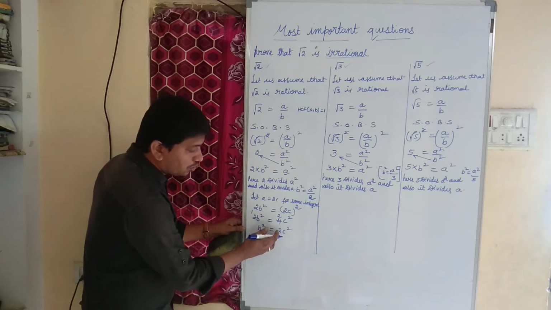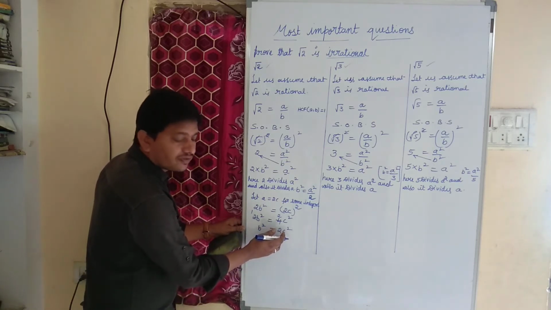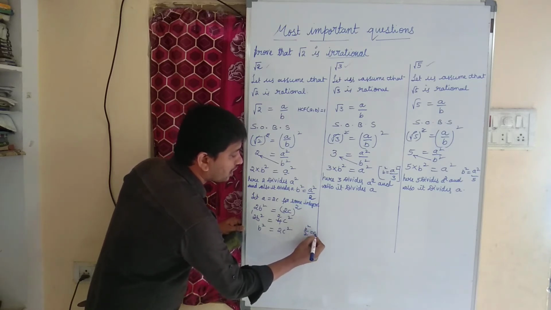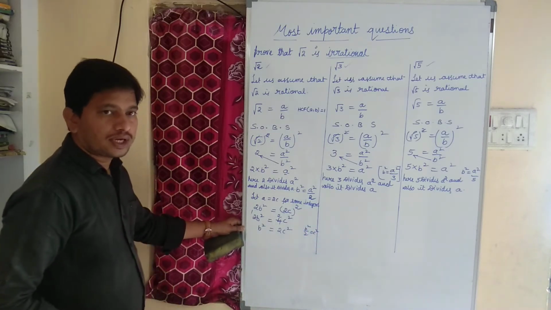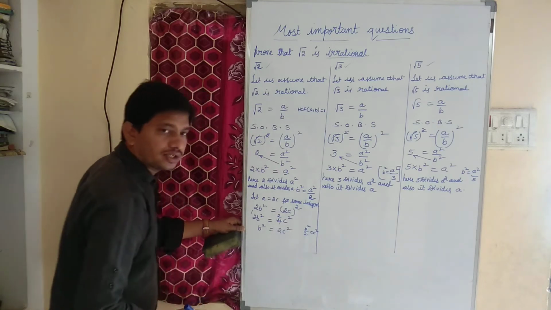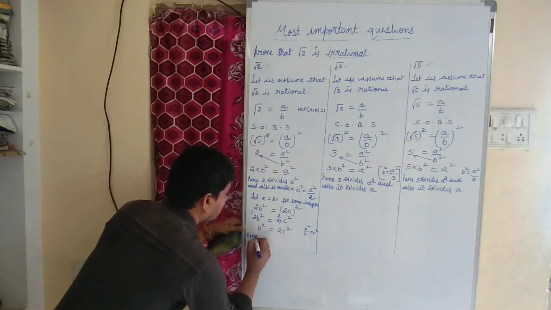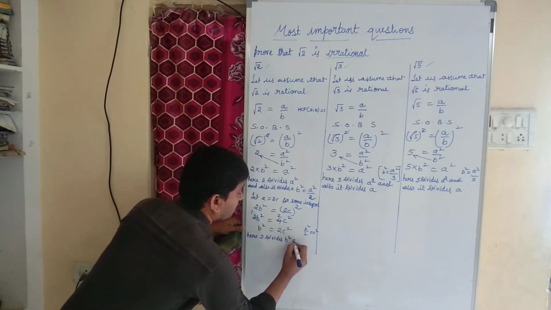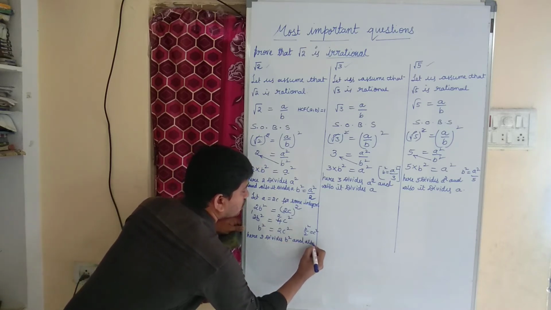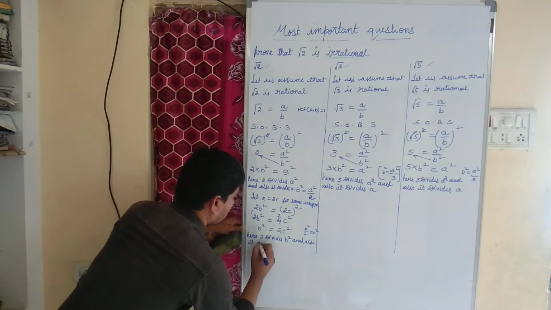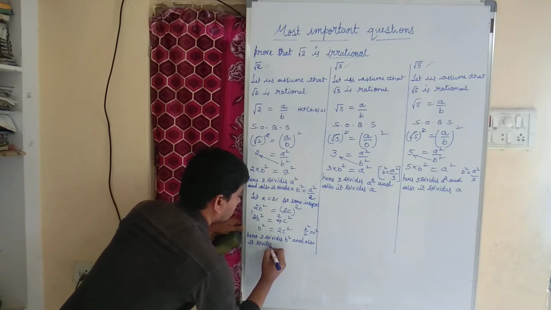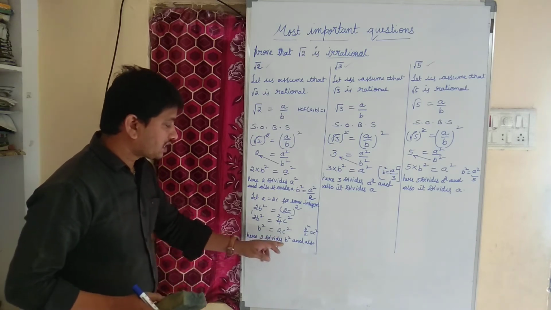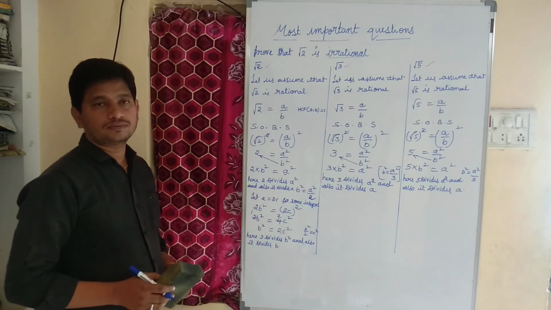I mean here 2 is multiplied by c squared. If you transpose it to this side, it will become b squared by 2 equal to c squared. Yes or no? b squared by 2 equal to c squared. I mean here 2 divides b squared and also it divides b.